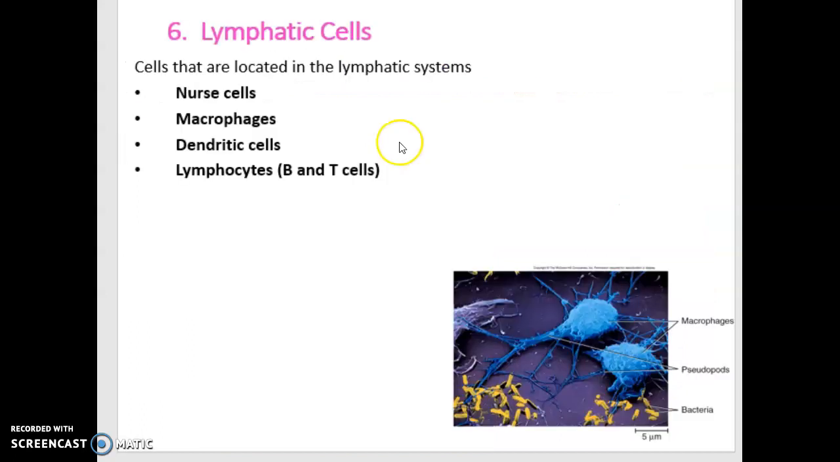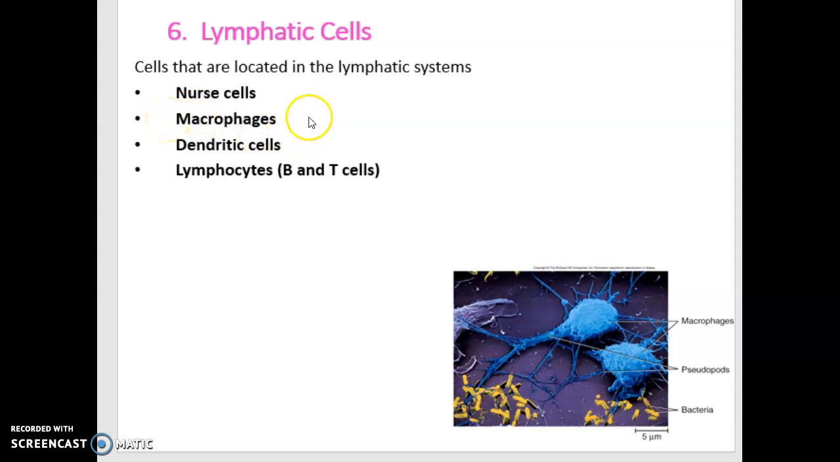We also talked about the lymphatic cells. We talked about, and you'll have a matching question on this. Nurse cells are found in the thymus, and they help with the maturation of lymphocytes, B cells, T cells, and natural killer cells. Now, macrophages and dendritic cells, they're phagocytic cells. They eat things. And they're both antigen-presenting cells.